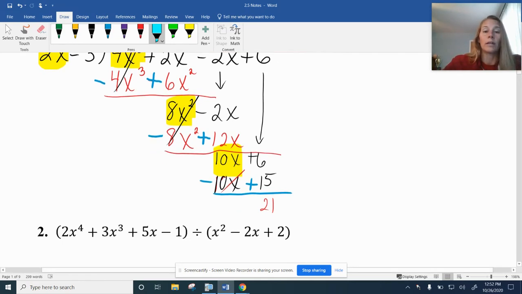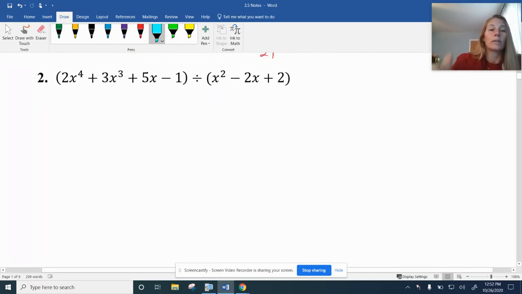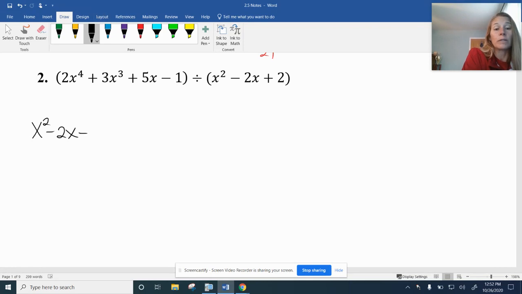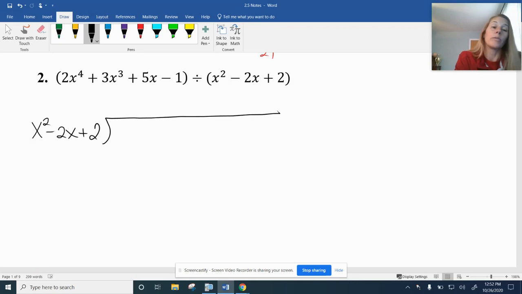Okay, so let's try it again. All right, now when we look at this next one, this time our divisor happens to be a quadratic polynomial, a trinomial specifically, because there are 3 terms there. And then I'm going to put this larger quartic polynomial inside my dividend.